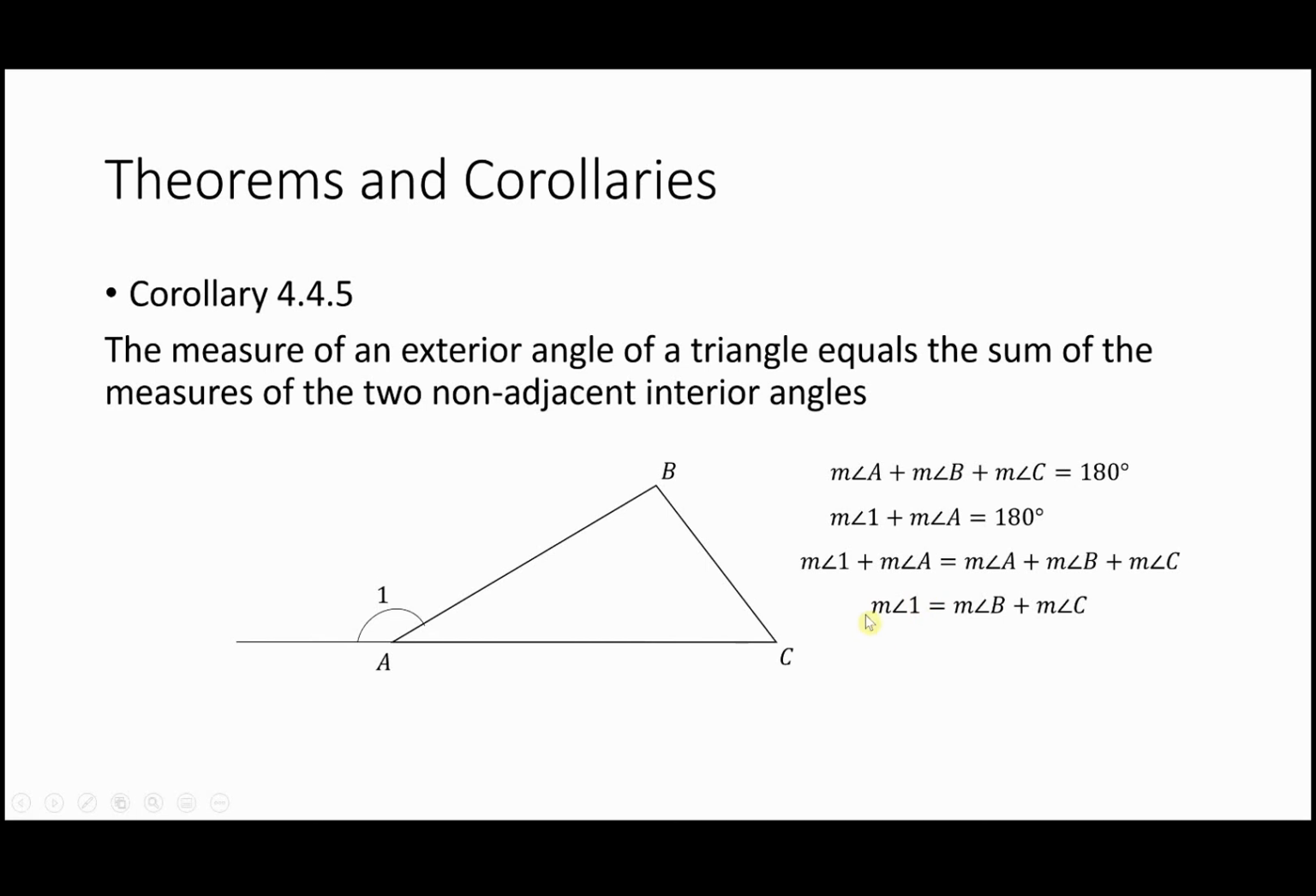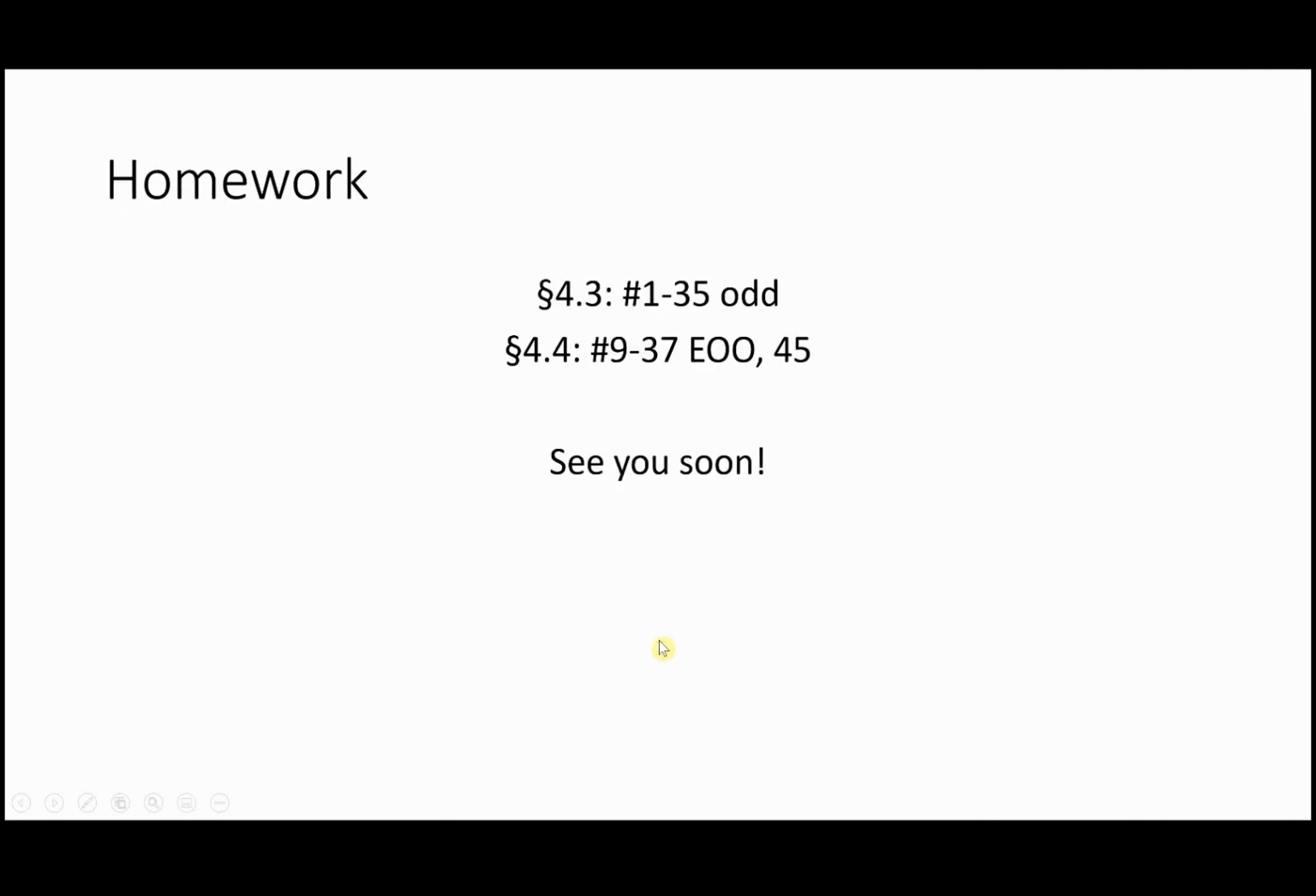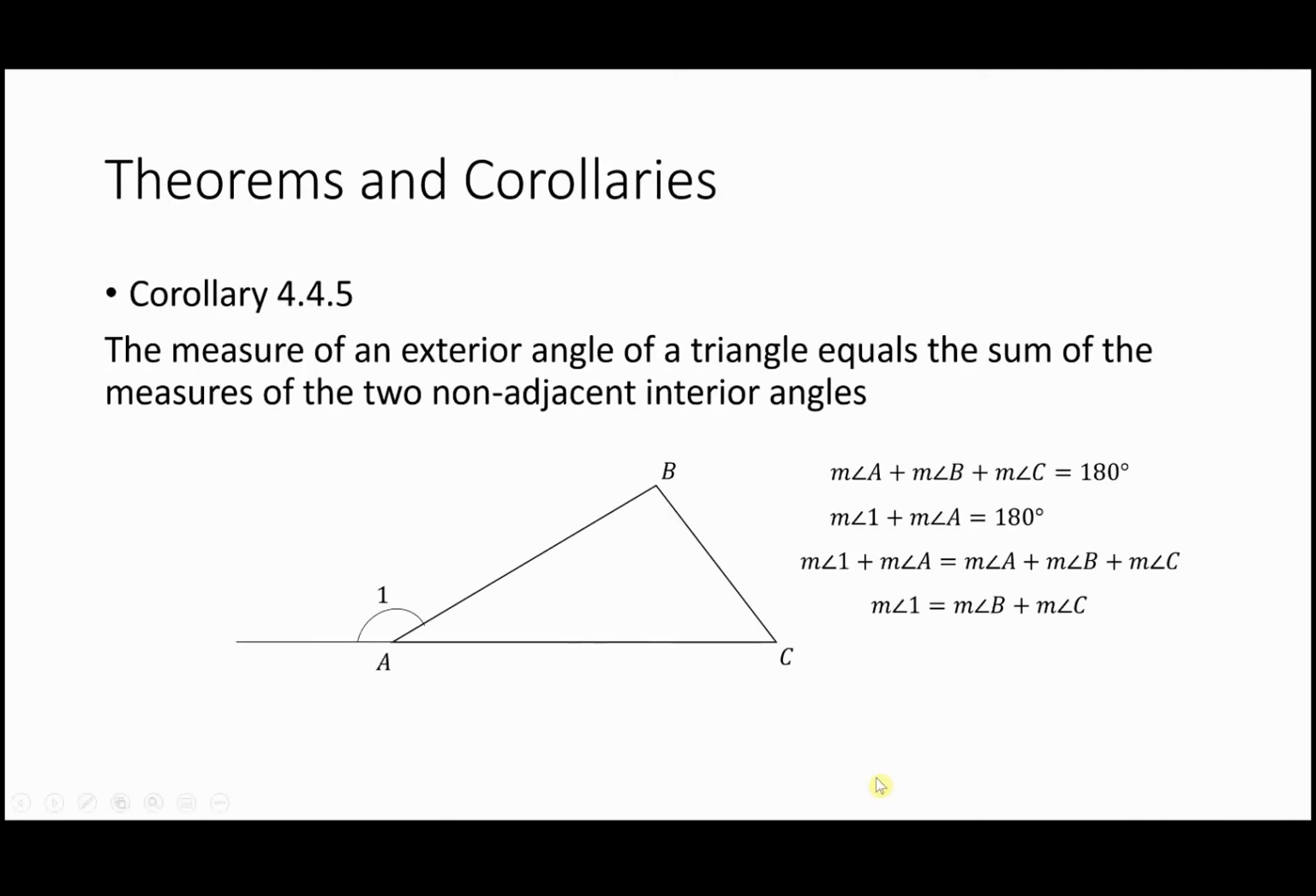The exterior angle is the sum of the two non-adjacent interior angles, which are B and C in this specific case. Okay? Sorry, let me go ahead and let you guys see that for another second. Or you can always pause the video at any point and go back to things if I ever go too fast.